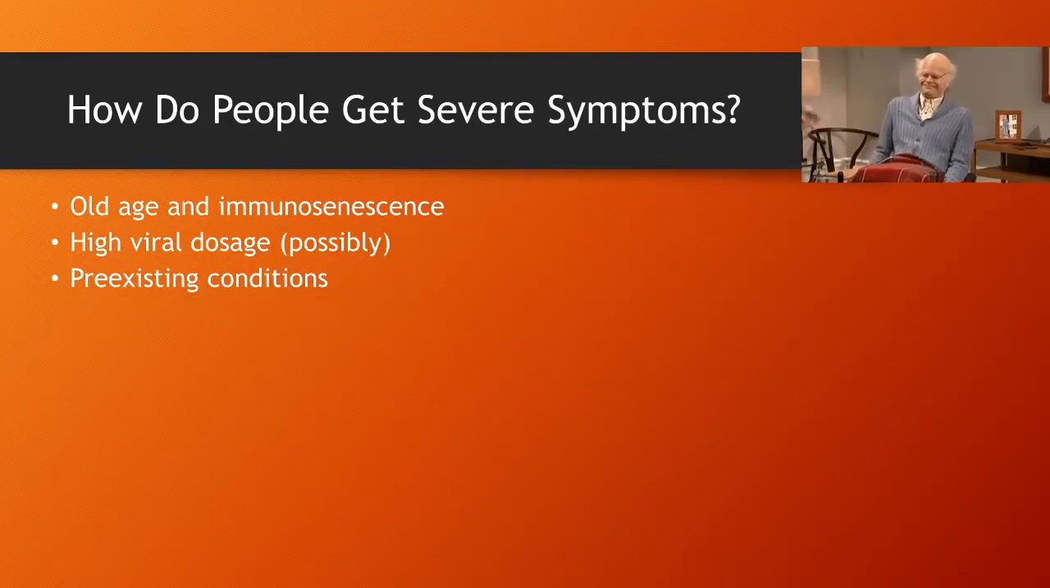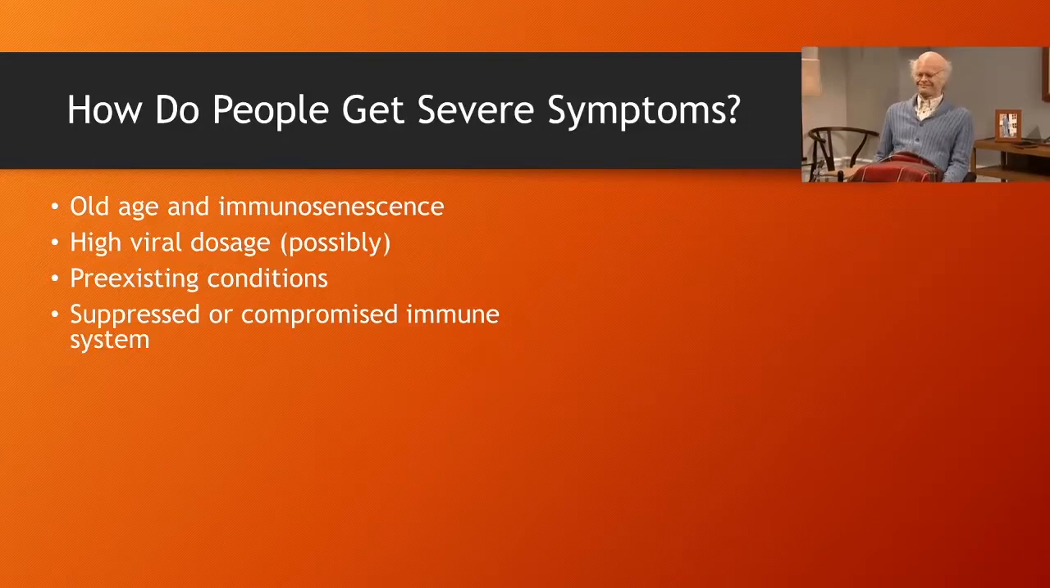Pre-existing conditions. I already mentioned how when you're older, you typically have more pre-existing conditions like diabetes or heart disease or cancer or what have you. If you have pre-existing conditions, then your body is already weakened and is therefore more susceptible to damage from a foreign invader. Next, a suppressed or compromised immune system.